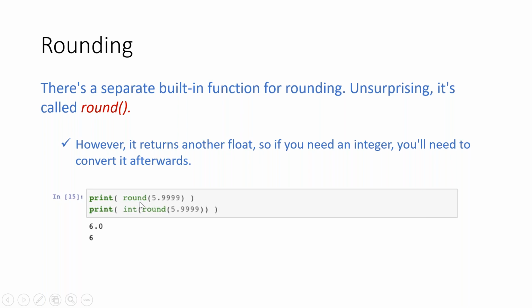So if you look at it, you are rounding 5.999, then it is rounding off to 6.0. Basically, round will not convert it into int. If you check the type of round of 5.999, it is a float number, but it is rounded off to 6.0. If you want to use it as an integer, then you have to put the int function on this round function, and then only the type is changed to int. So keep that in mind.